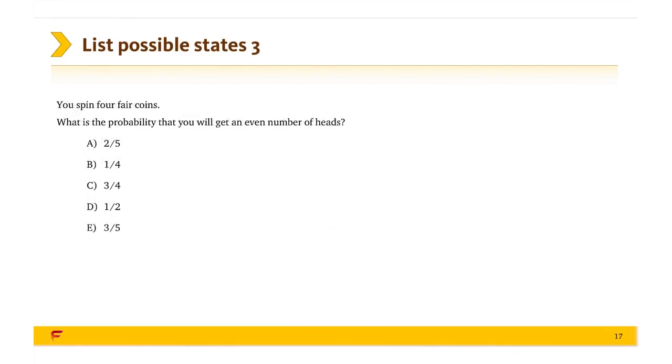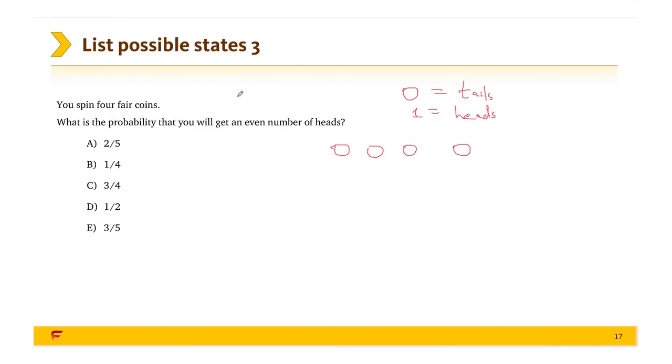Another probability question which we can solve by listing all the possible states. Well, I think that's the simplest but also the most time-consuming approach. I'm going to do it right now, but then I'm going to show you another quicker solution to this question. So I have four coins. And for the sake of notation, I'm going to say that 0 equals tails. And 1 signifies heads.